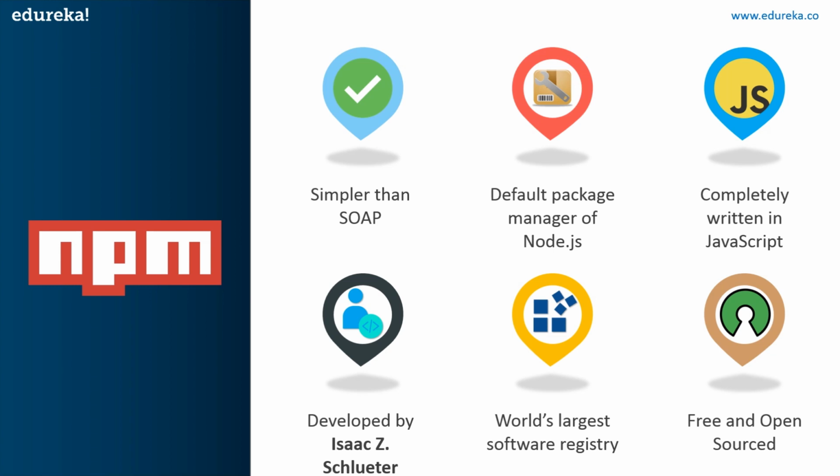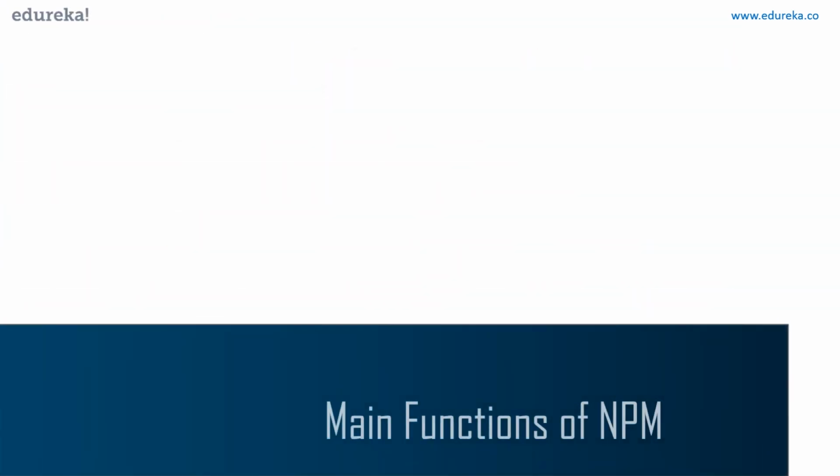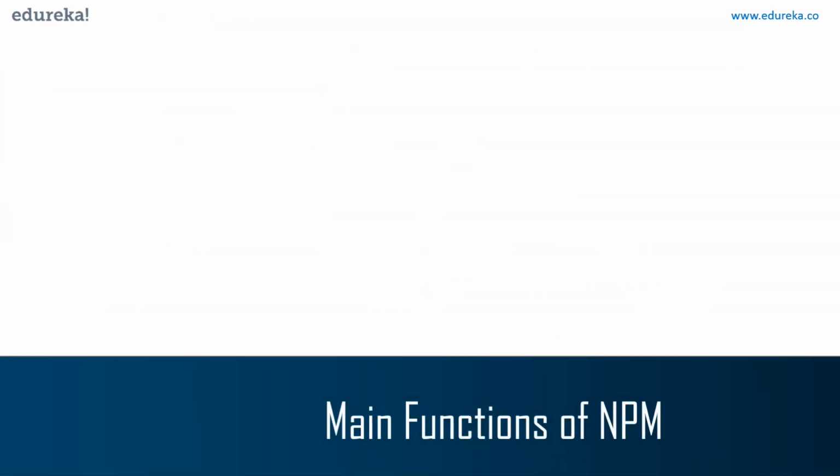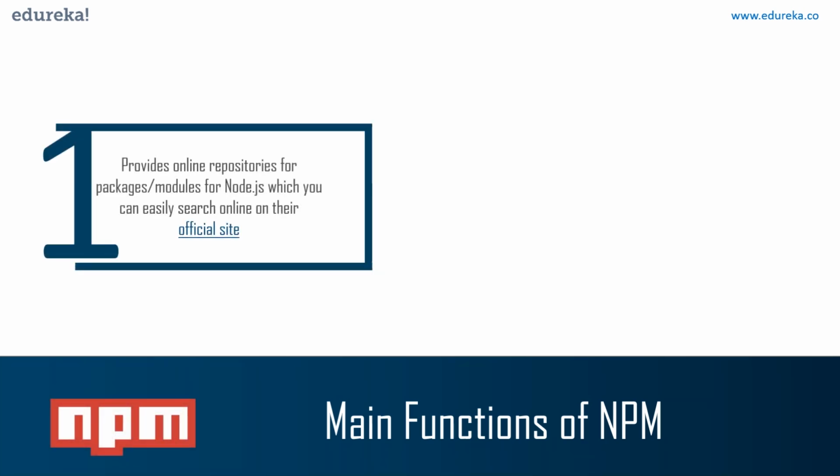Now I'm talking about package and module. So what is a package basically? A package contains all the files which are needed for a module, and modules are the JavaScript libraries that can be included in a Node.js project according to the requirement of the project. So what are the main functions of NPM? We talked about the two main functionalities of NPM. The first one is that it provides an online repository for different packages and modules for Node.js, and we already talked about what is a package and what is a module.